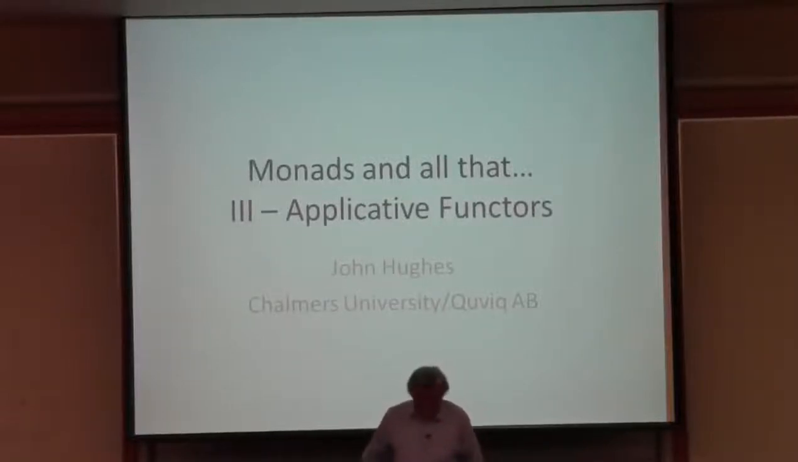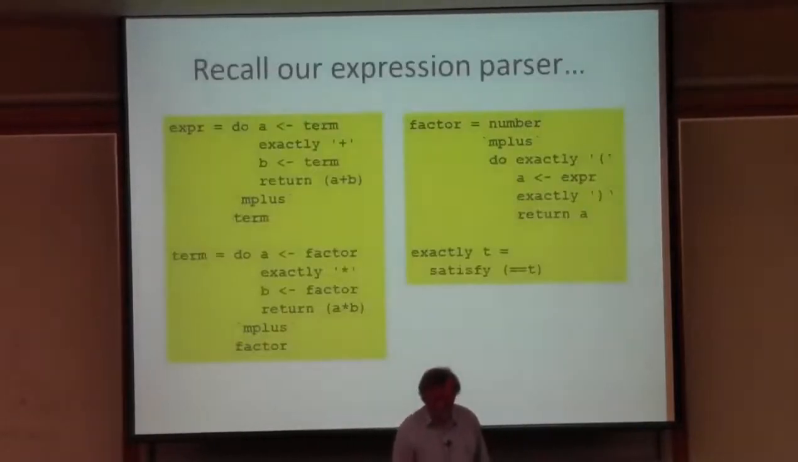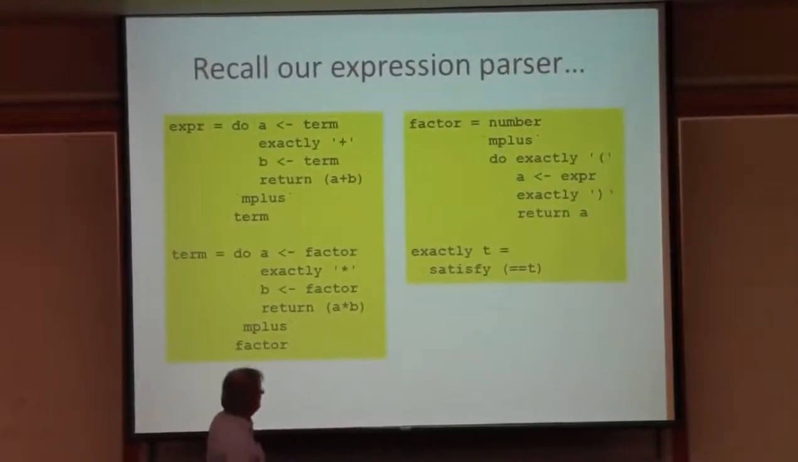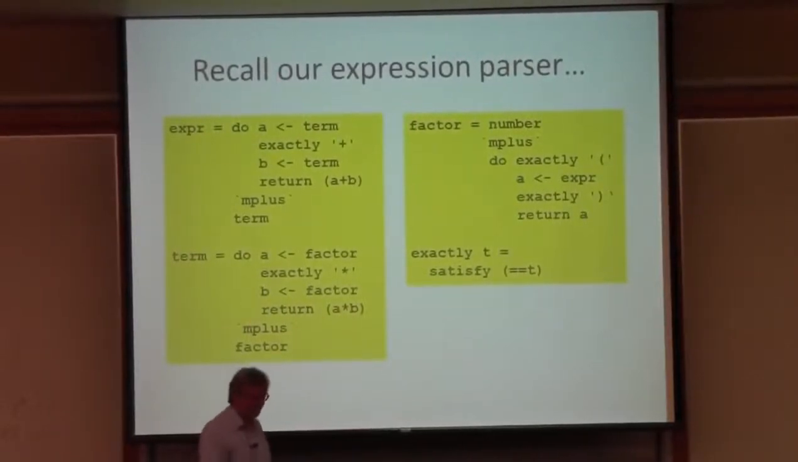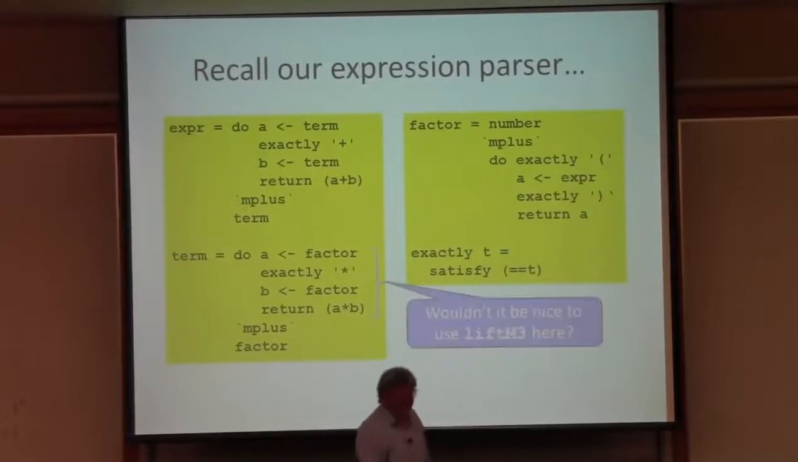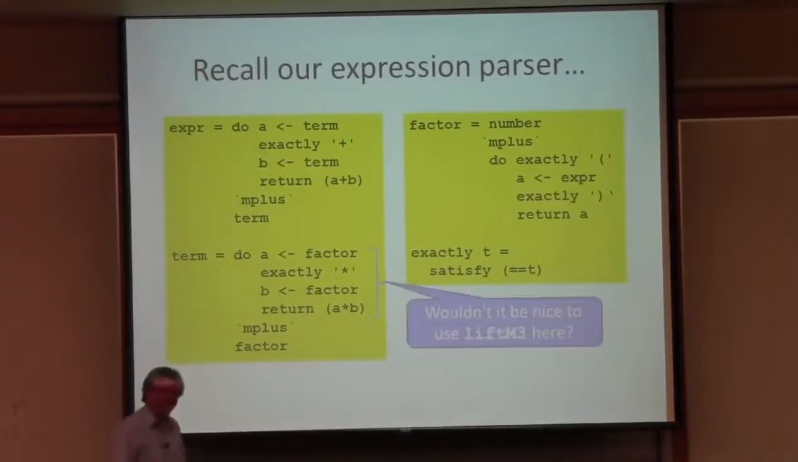Okay, so this is the third lecture in the monads series, and I'm going to spend it talking about applicative functors. So I want to start by going back to the parser that I wrote yesterday and critiquing it a little bit. So there it is, you remember it, I'm sure. But it's a little bit wordy, isn't it?